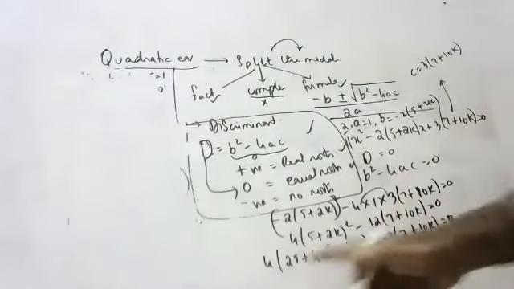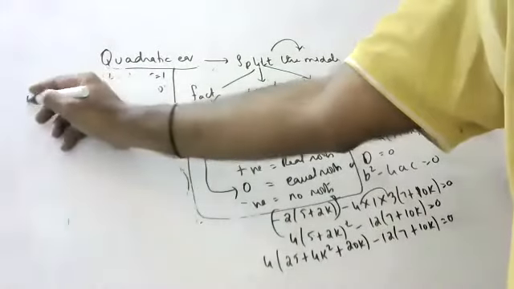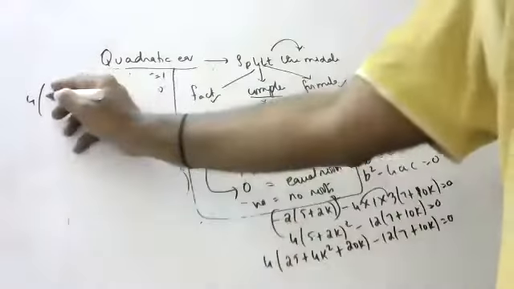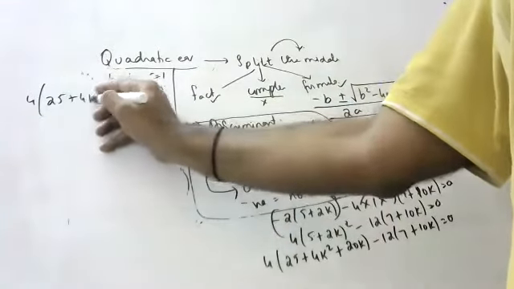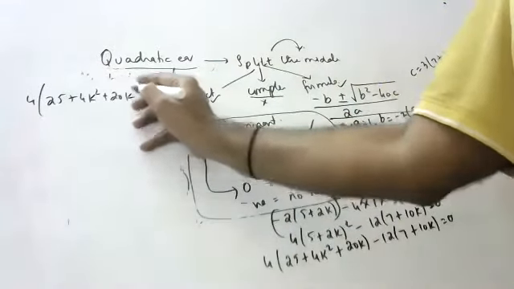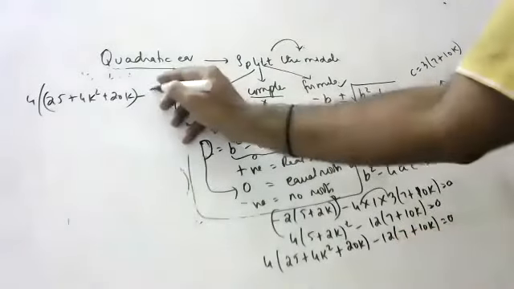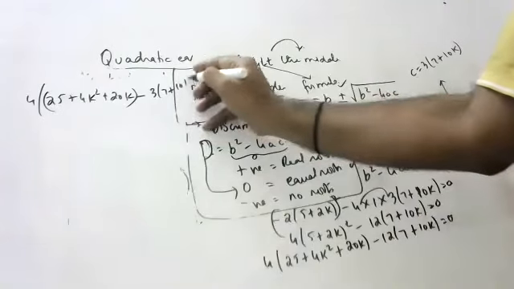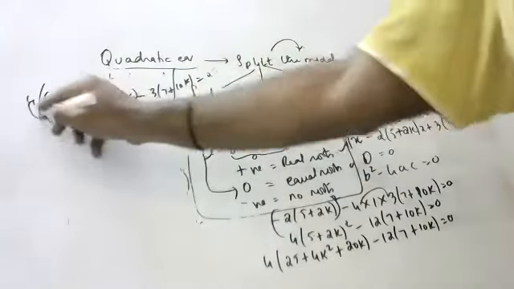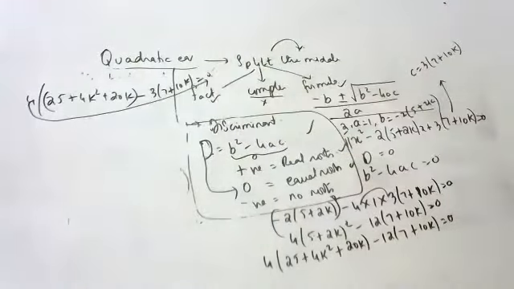If you take 4 common, what is there inside, children? 25 plus 4k square plus 20k minus 3 into 7 plus 10k is equal to 0. The 4 will go below the 0. Answer is 0, children.